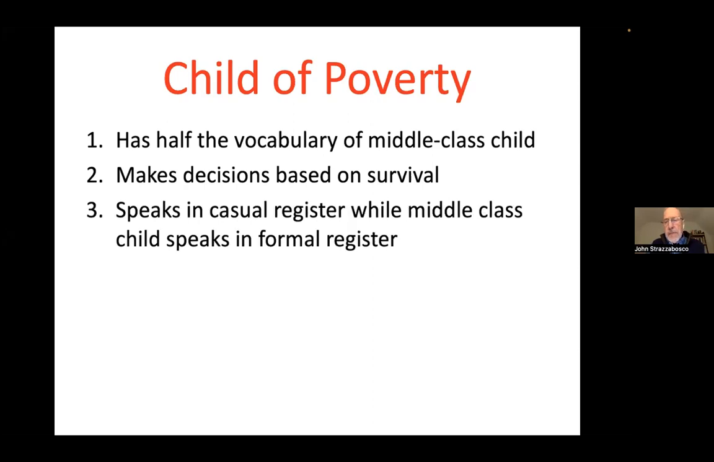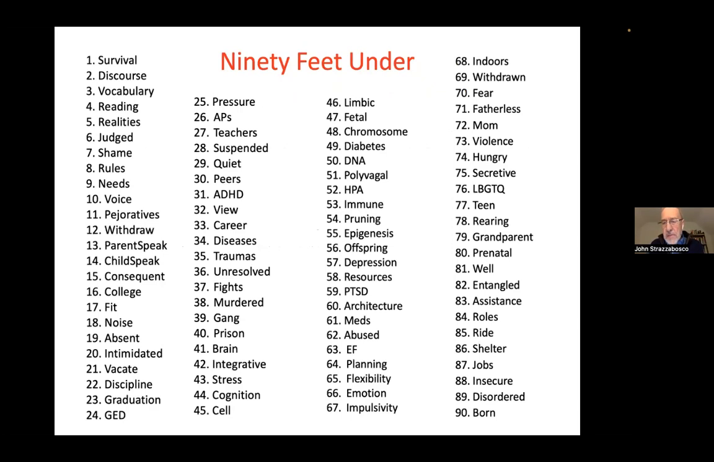The third thing I wrote down on my list was that kids in poverty speak in casual register. Well, middle-class kids and kids who live in wealth speak in formal register. And as I looked at these three things, I thought to myself, genes are distributed evenly across humanity. Why would we see this disparity? So I kept writing a list, and I wound up coming up with 90 impacts eventually.